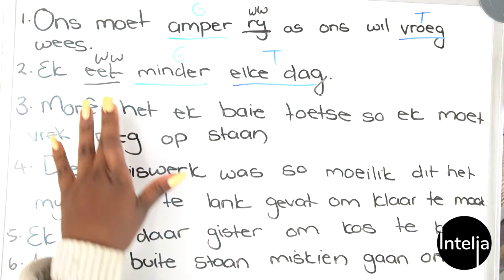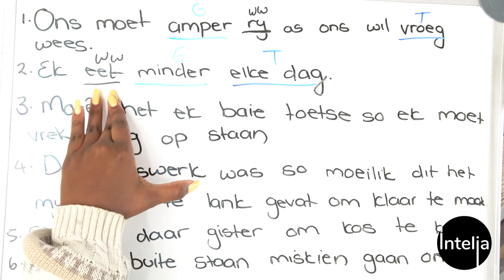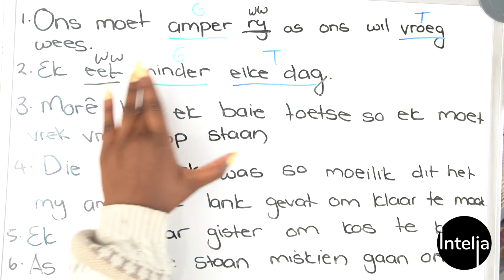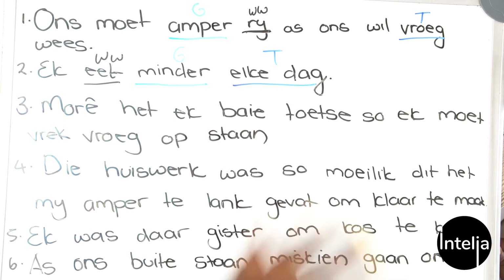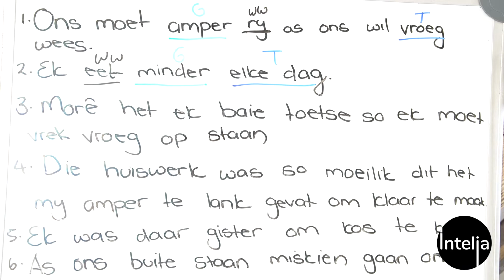So dit is ons werkwoord, eat, and what are they saying about how he's eating? This person is eating less, minder means less, and when, every day. So ons het ons hoeveel, minder, en ons het ons tyd, wanneer. Okay? Let's move on to number 3.